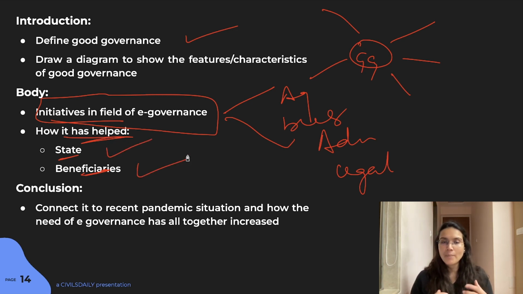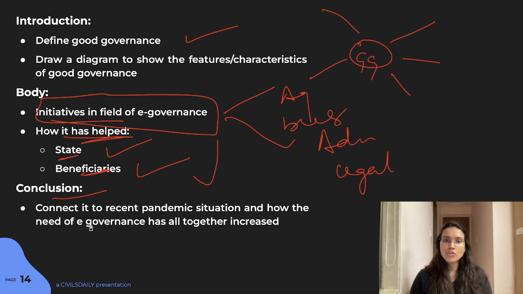When you're talking about the beneficiary, how it has helped the beneficiary, that is in terms of getting more accessibility to the resources, having transparency of how the resources are working, how the money is moving. Ease of use is a very big thing, right? So again, e-governance has helped state and beneficiary in a very different way. So it's important that you create two different headings here.